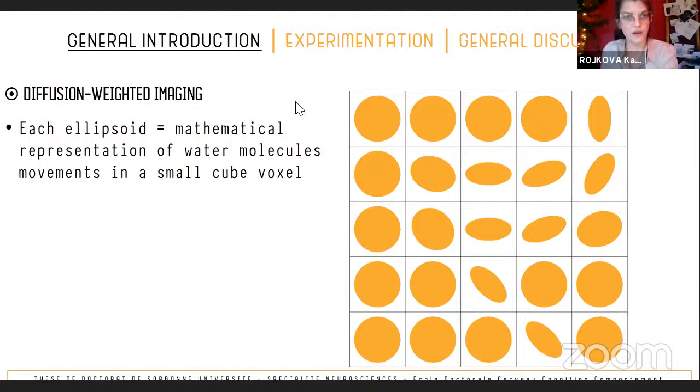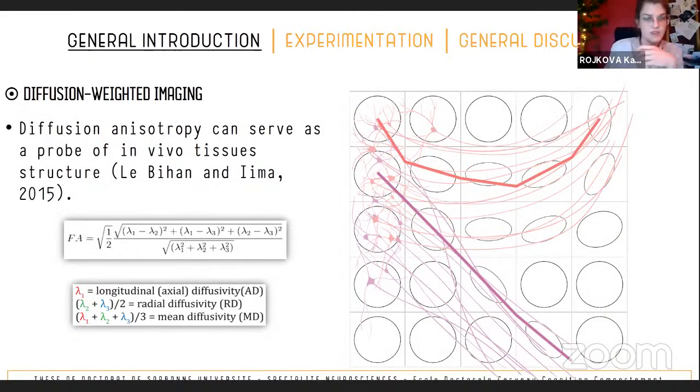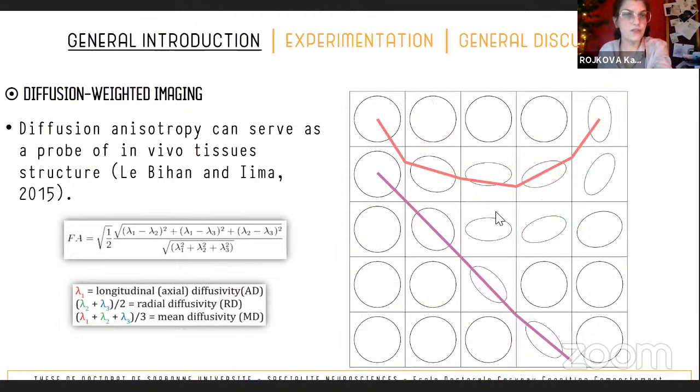From there, how can you use this kind of maps to find actual fibers? You will use anisotropy as a probe of what's going on in the tissues, thanks to reconstitution of the trajectories based on the principal direction of diffusion. So if you imagine that you start from here, you follow the main axis of your ellipsoid and trace streamlines. And you do this step by step from voxel to voxel.